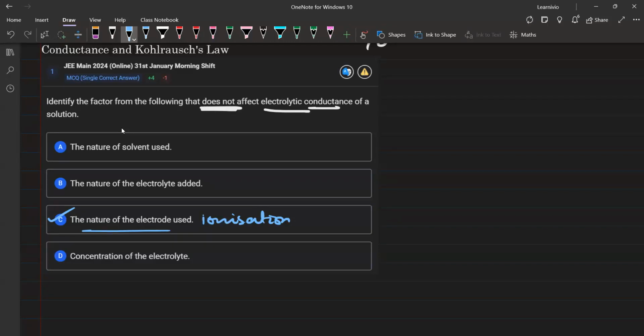What about the concentration of electrolyte? We all know that as we dilute the solution, more and more electrolyte will be dissociating. So concentration also plays a role. So option C is the correct answer. The nature of electrode used does not affect the electrolytic conductance of a solution. All the other things are going to affect the electrolytic conductance in a solution.